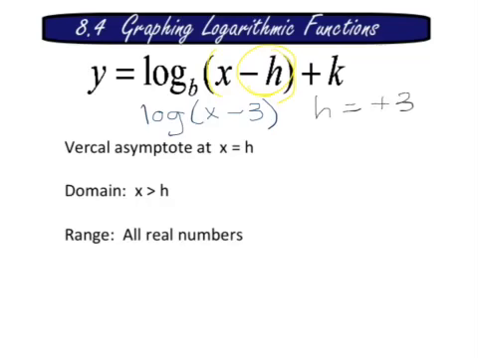And then my k value is whatever's added on the outside. That just is what it is. So we will have a vertical asymptote at x equals h, and then my domain for logarithmic functions will always be x is greater than h, and then my range will be all real numbers, or we can use that R sign.